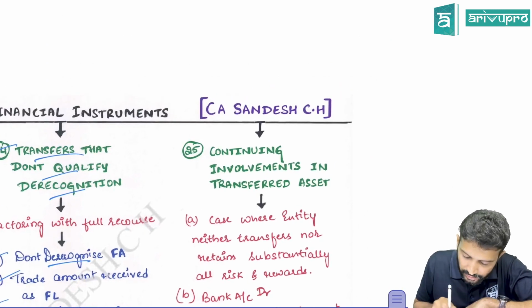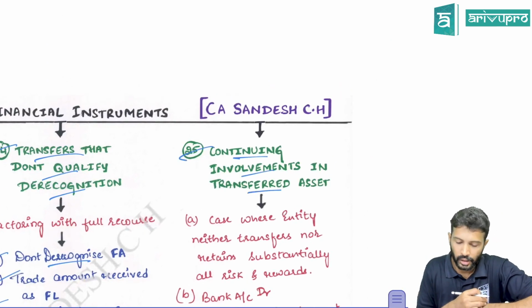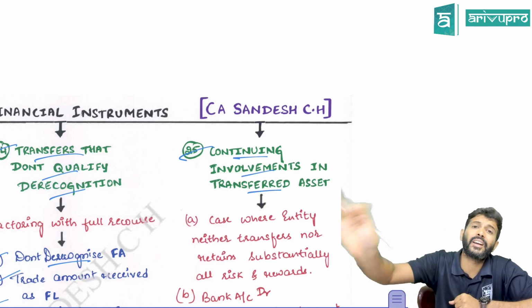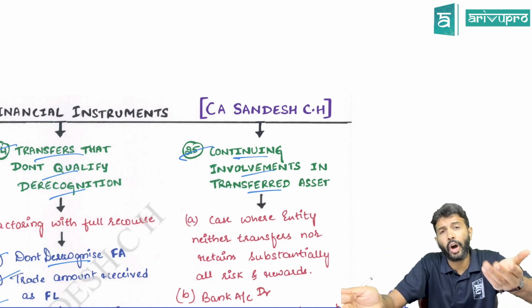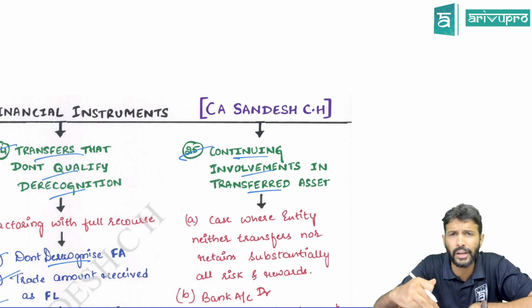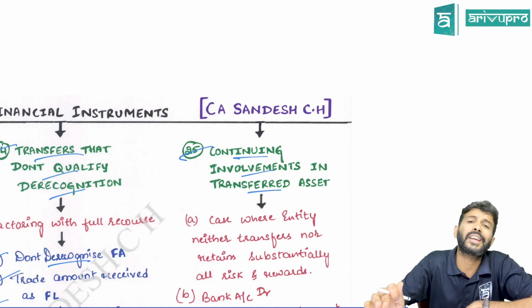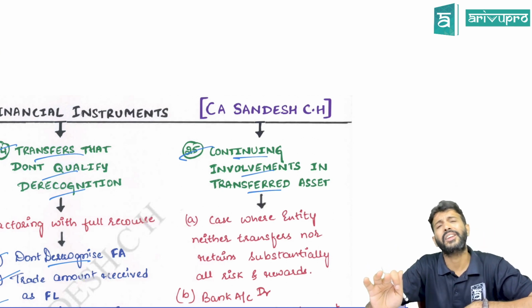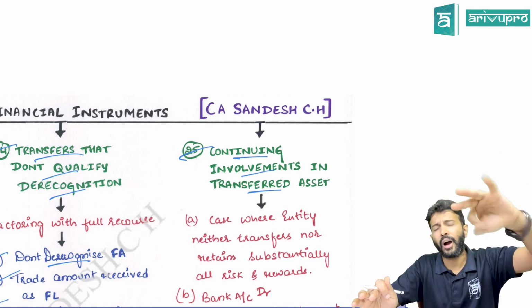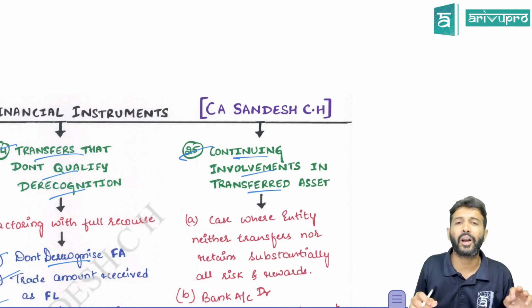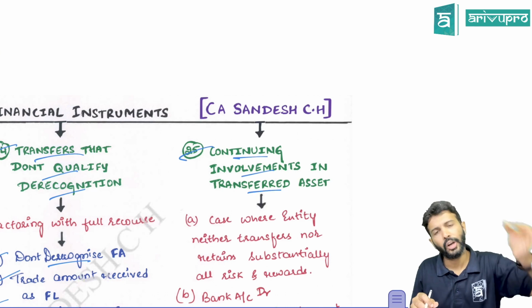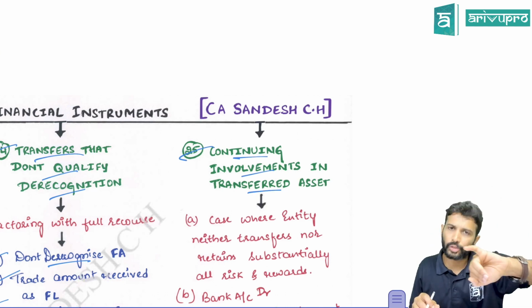All right. Next, we saw continuing involvement in transferred asset. This is a scenario where neither significant risk and reward we have transferred, nor significant risk and reward we have retained. Somewhere in the middle we are. Neither retained fully nor transferred fully. In that scenario, you simply need to pass one journal entry. That is bank account debit, continuing involvement asset account debit. This continuing involvement asset account will be accounted at the carrying amount of the financial asset or the guarantee amount, whichever is lower, to financial asset account, to associated liability account.